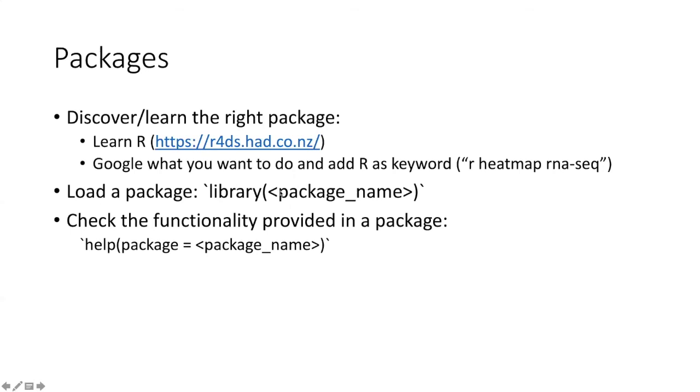And also, after you load the package, you can check the functionality provided in the package, again, using the help function. So previously I mentioned you can use the help function to check how to use a function. You can also use the help function to check what kind of functions are available within a package. So you use this package argument: package equals package name. So for example, if you want to check the functionality for ggplot, you can do package equals ggplot here, all right? So this is all I want to say about base R.